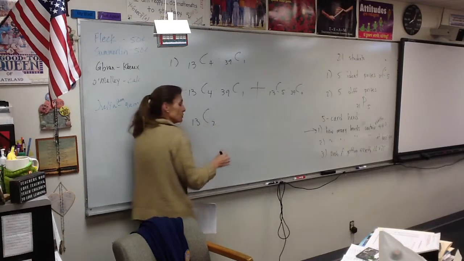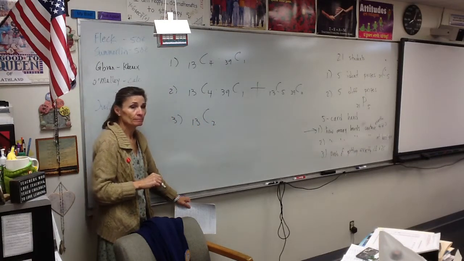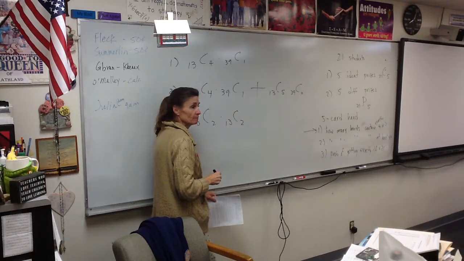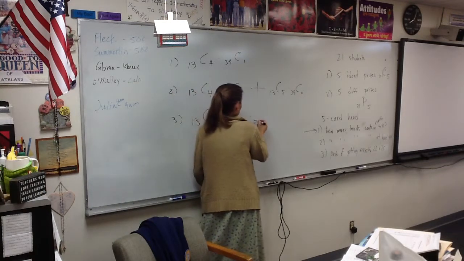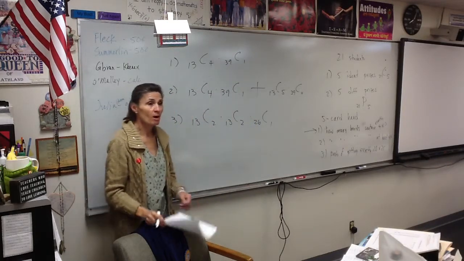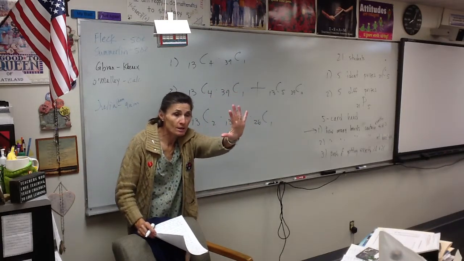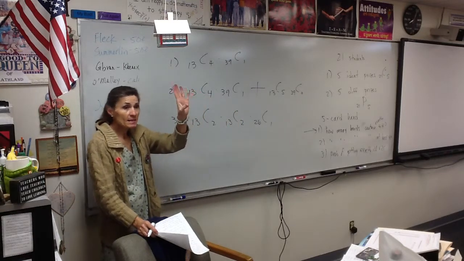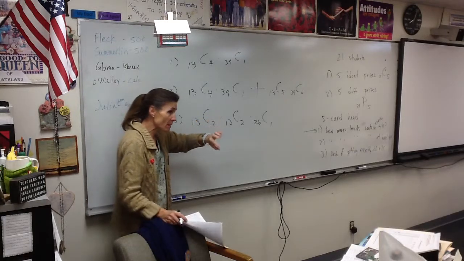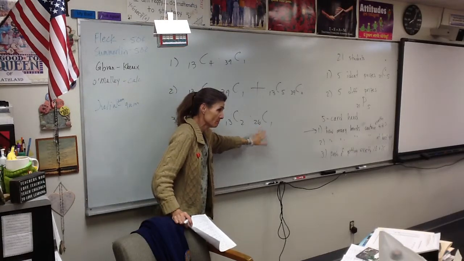13C2, there's your diamonds. 13C2, there's your clubs. Then 26C1. Where did that come from? That's the rest, the 5th card. It can't be a diamond and it can't be a club, so it must be a heart or a spade, and there are 26 of those.